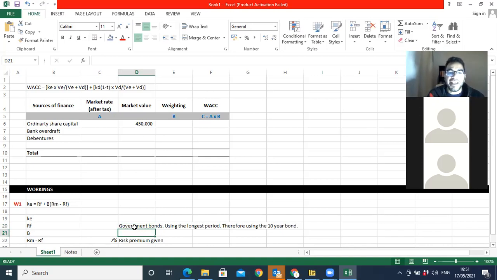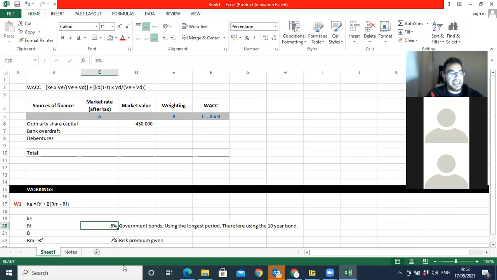Because remember, we're calculating a cost relating to ordinary share capital. Ordinary share capital is there forever and ever. So therefore, you use the longest bond period. So given the information, the longest bond period was 10 years. So we use that government bond of 10 years. There wasn't a 15-year, there wasn't a 20-year government bond. The longest government bond was 10 years. So we use that rate. That rate was given to us as 5%.